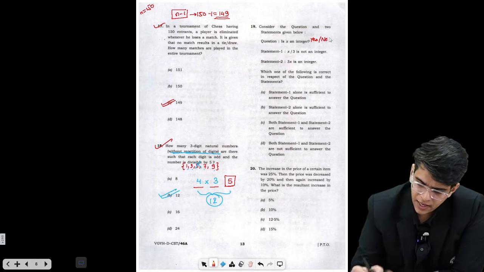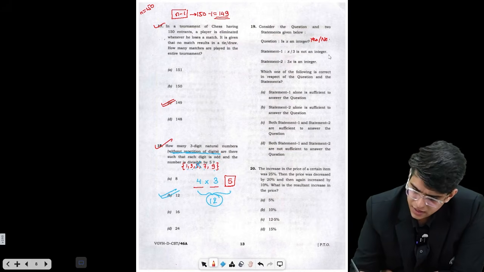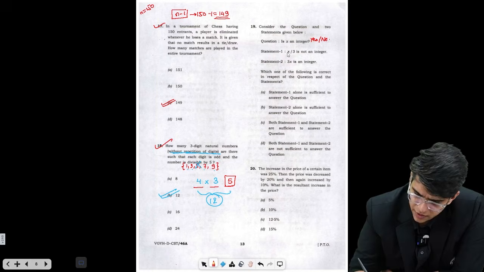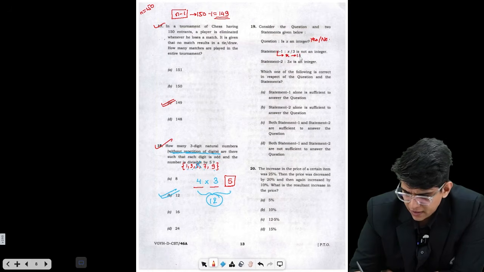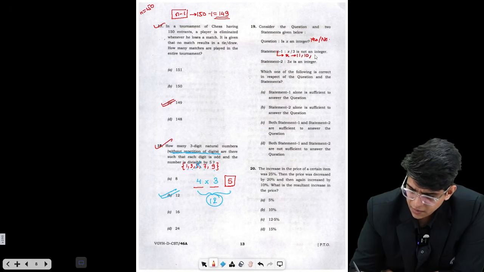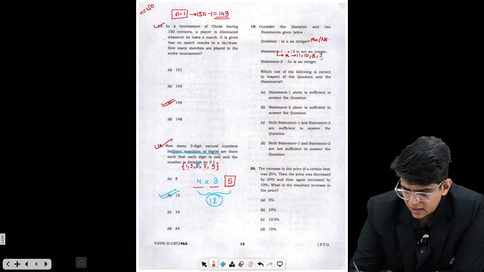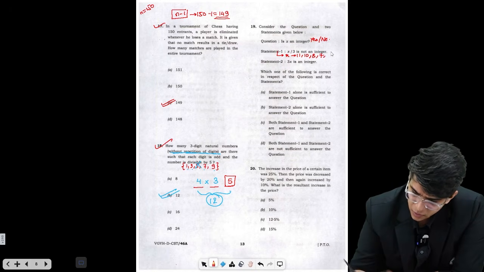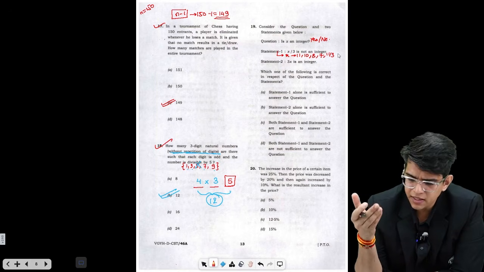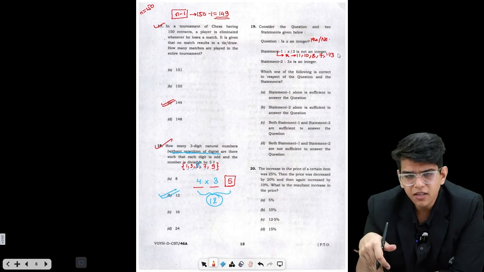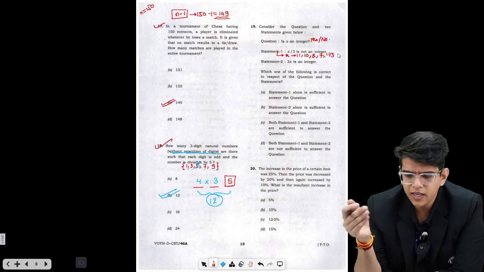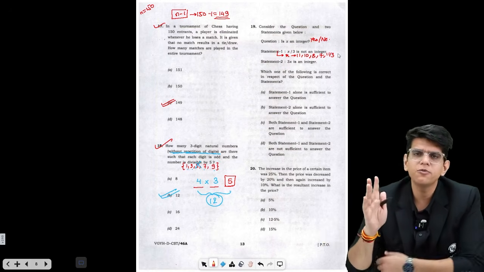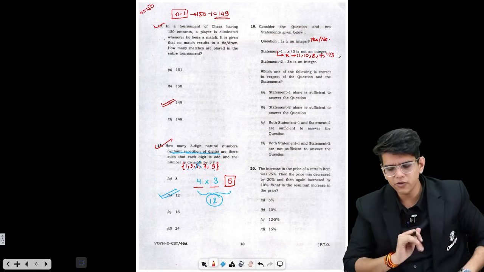If x by 3 is not an integer, then the possible value of x from this statement can be, suppose, x can be 11, x can be 10, x can be 8, x can be 7 and many things. So x can be 11 by 3. 11 by 9 is not an integer. So it can be integers, it can be fractions. We can't say if x is an integer or not. So statement 1 alone is not sufficient to answer the question.